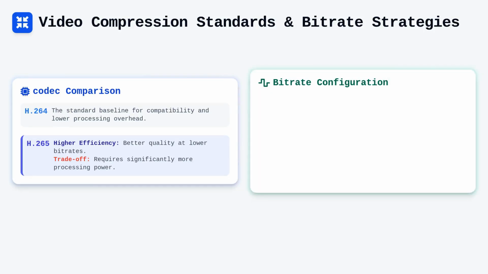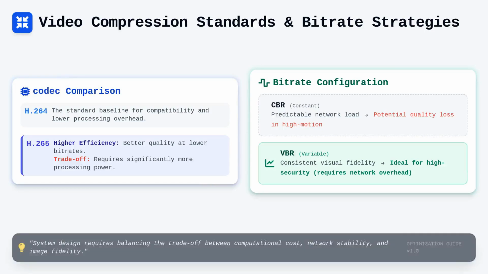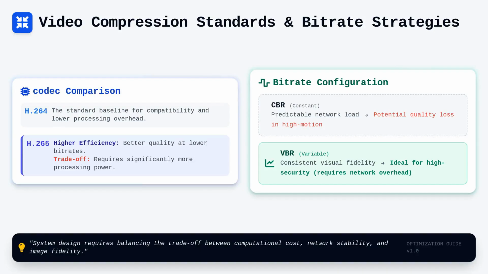When selecting a bitrate configuration, you must choose between constant bitrate, or CBR, and variable bitrate, or VBR. CBR forces the stream to stay within a strict throughput limit, which makes network load predictable for IT administrators, but it may sacrifice video quality during high-motion events. VBR, conversely, allows the encoder to adjust the bitrate based on scene complexity, ensuring consistent visual fidelity while letting the throughput fluctuate. In high-security environments, VBR is often preferred for quality, provided that the network infrastructure possesses sufficient overhead to accommodate potential traffic spikes.